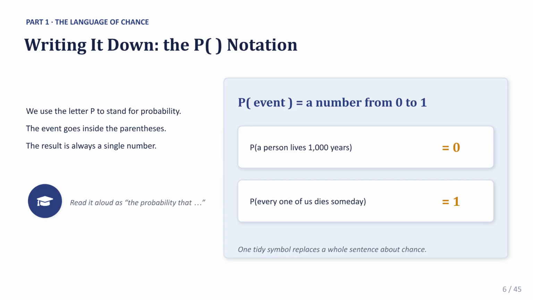To talk about chance, we use the letter P. We write the event in parentheses and read it as "the probability that." The result is always a number between 0 and 1. It is a simple, tidy piece of mathematical shorthand that replaces entire sentences.